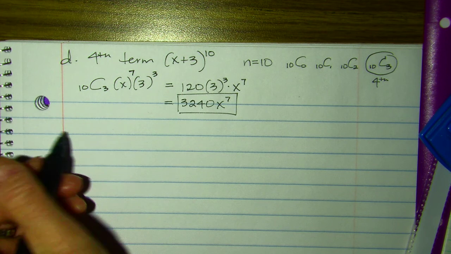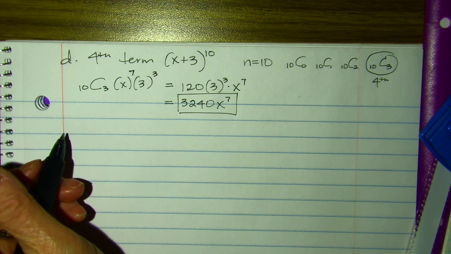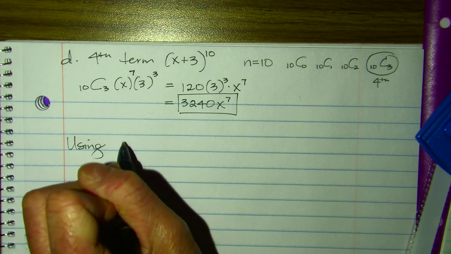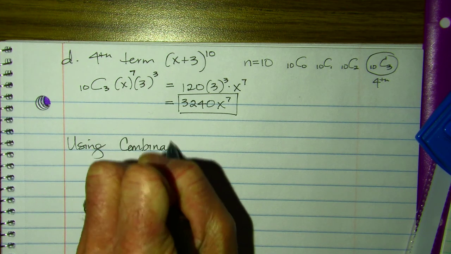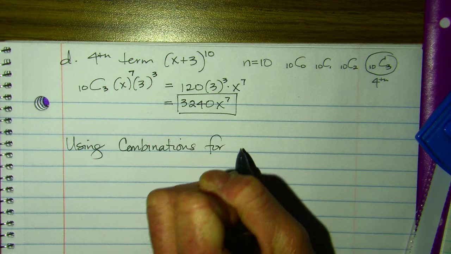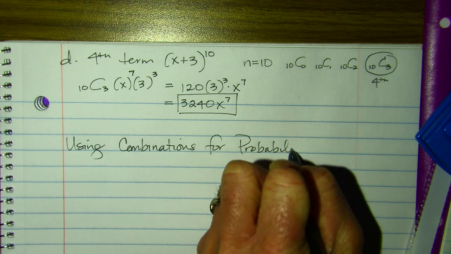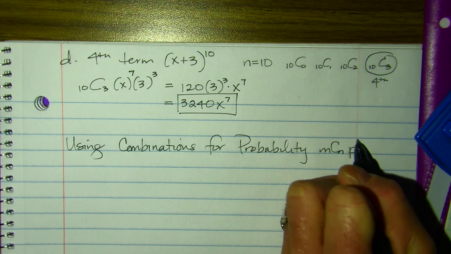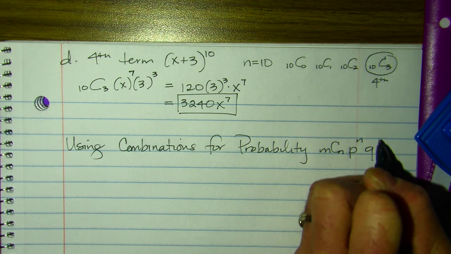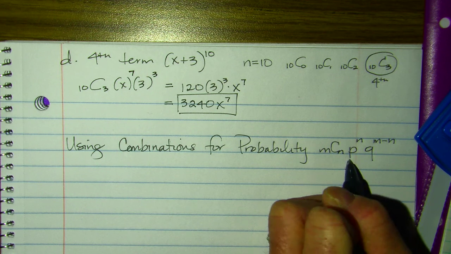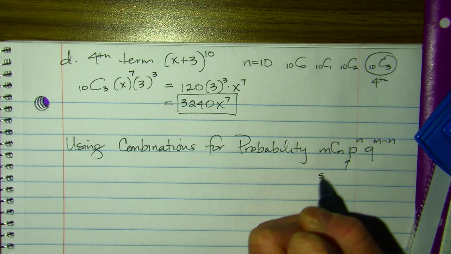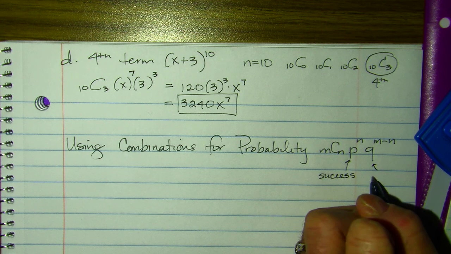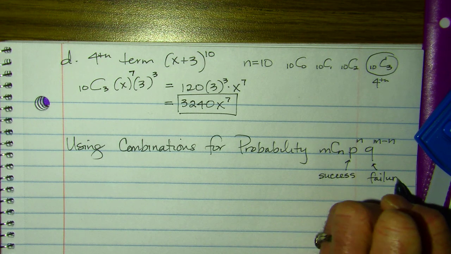All right, now the rest is for probability. So using combinations for probability, this is how it's set up: nCr, p to the r. And don't worry about the fancy, crazy notation. But the first term should be the probability of what we want succeeding, or the success. And the second one should be the probability of it failing, or what we don't want to happen.